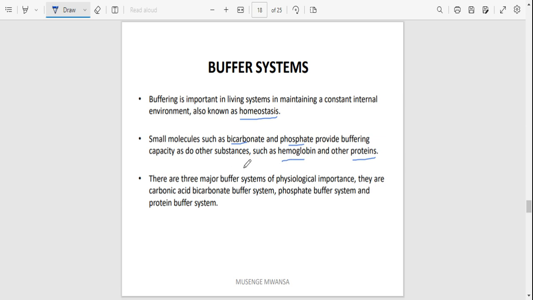So there are basically three main types of buffer systems which are of physiological importance. Physiological meaning normal. If you go out of physiological, that is going to be pathological. And we have the carbonic acid bicarbonate buffer system, the phosphate buffer system, and the protein buffer system.